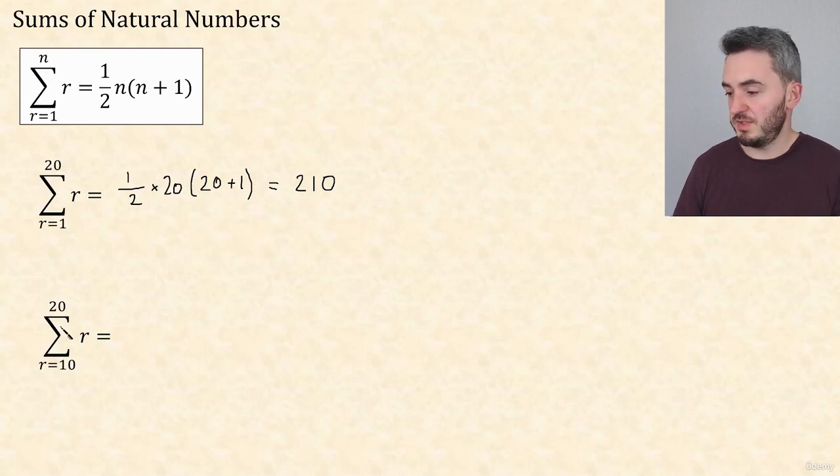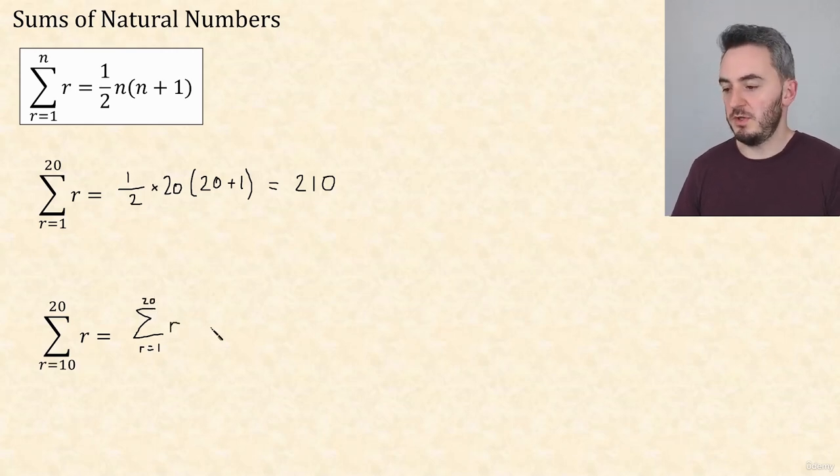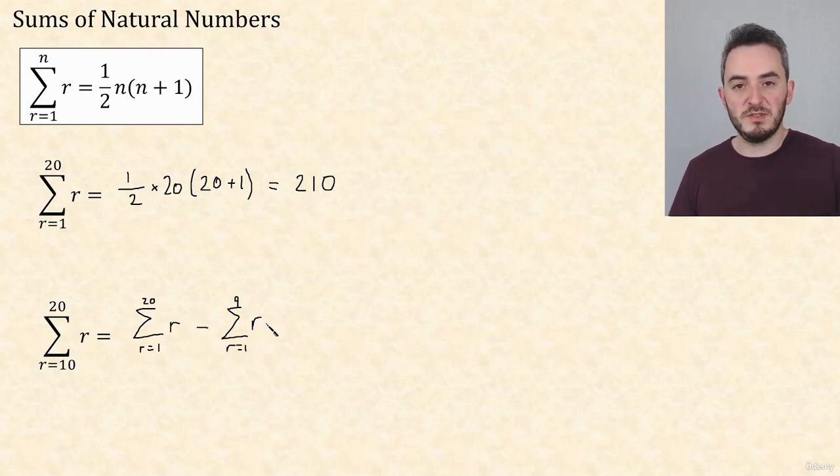Okay, so what about ones like this? They're called partial sums. Sum from r equals 10 to 20. That's 10 plus 11 plus 12, etc. The best way to think about this is to first imagine that you added up all the numbers from 1 to 20. So that would be the sum from r equals 1 to 20 of r. But then you got rid of all the ones you don't want. So that is, we got rid of the numbers from 1 to 9. Right, so it's 1 plus 2 plus 3 plus 4 all the way up to 20, minus 1 plus 2 plus 3 up to 9. That will leave you with 10 plus 11 plus 12 and so on.